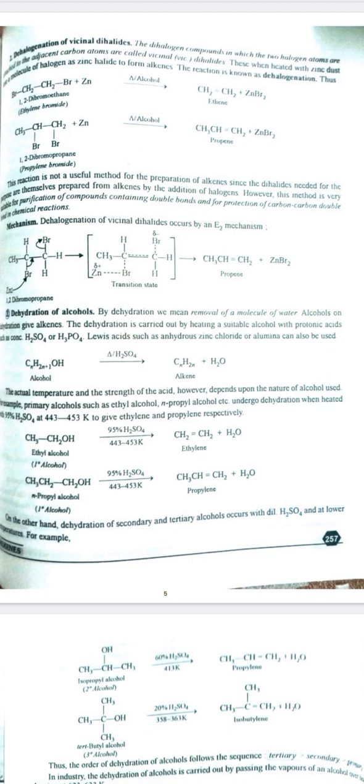Further, dehydrobromination of 2-bromobutane gives the more stable 2-butene in 80% yield and the less stable 1-butene in 20% yield. Dehalogenation of vicinal dihalides.